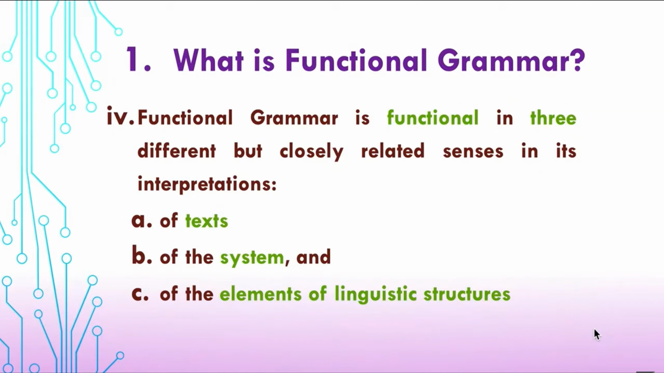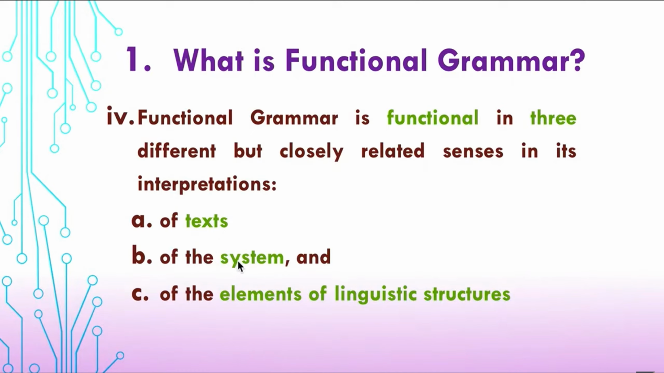We continue with the same idea. What is functional grammar? Point number 4. Functional grammar is functional in 3 different but closely related senses in its interpretations. Functional grammar is functional, means it works at 3 levels. And all these 3 levels look different, but they are very, very closely connected with each other. Number A, of texts. We look at the texts, look at the composition, look at the oral or written text.